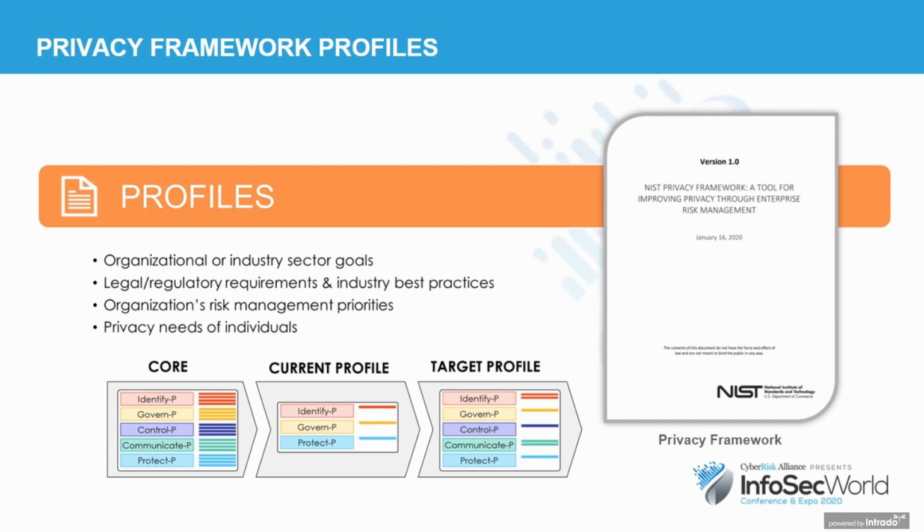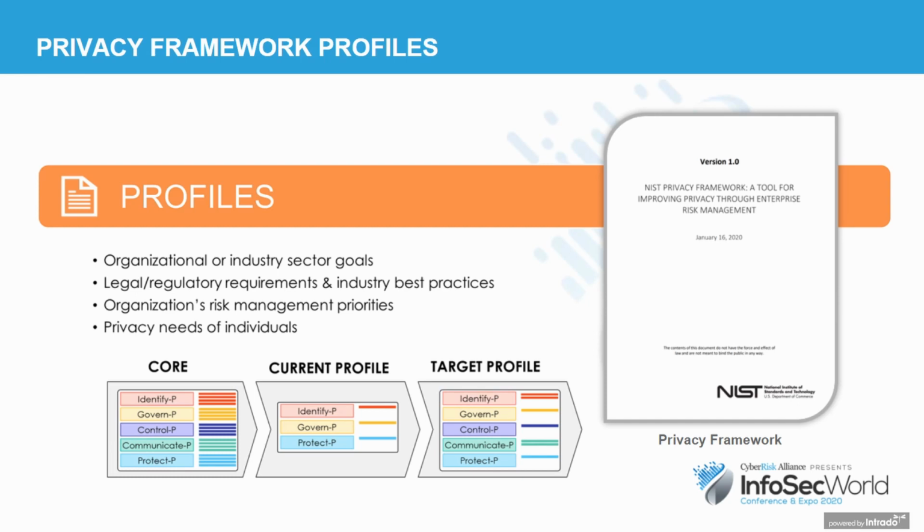So we can see here across the bottom in that image, we start off with the core that you can see has all 5 functions with several categories listed out. But then they've broken it down for the current profile to, it looks like they've only got a few things in place. They don't have things across all 5 functions.